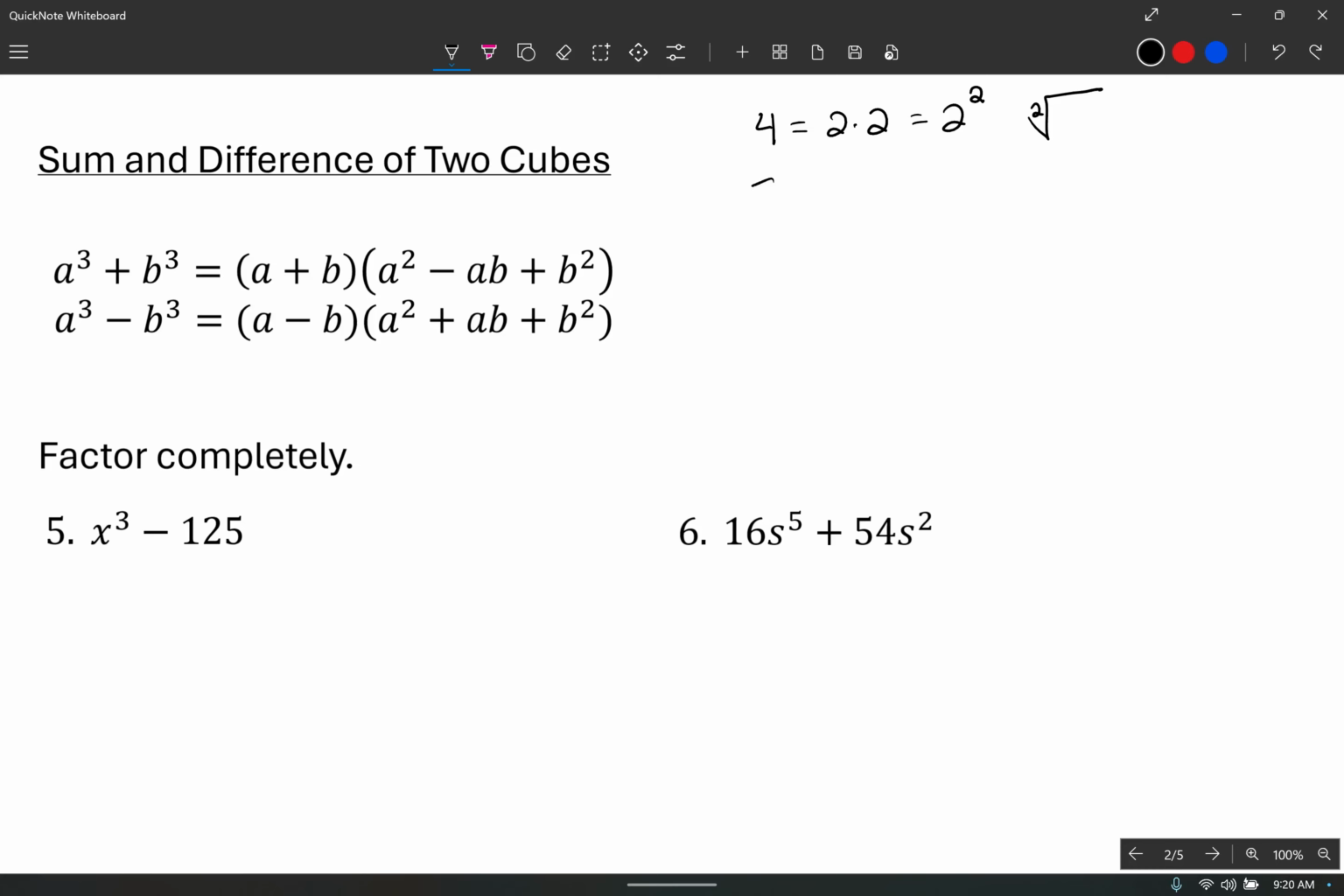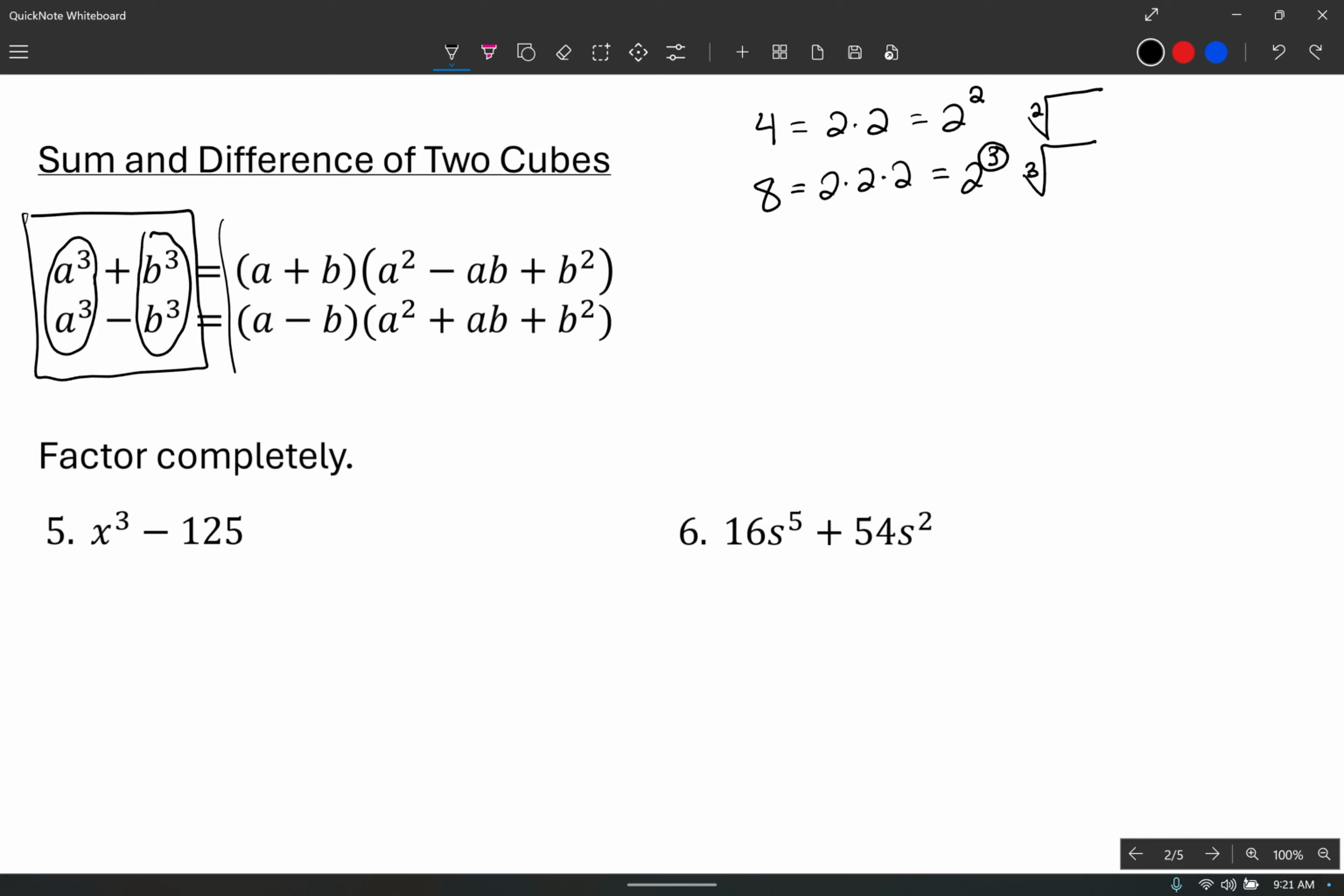So an example of a perfect cube would be like 8, because that's 2 times 2 times 2, which would be 2 to the third. And that power will divide by that root of 3. So you're looking for multiples of 3. So when you look at the front, you need a perfect cube in the front, and you need a perfect cube in the back. So this is what you are given. This is what you will factor into.